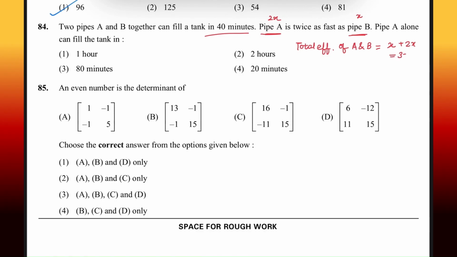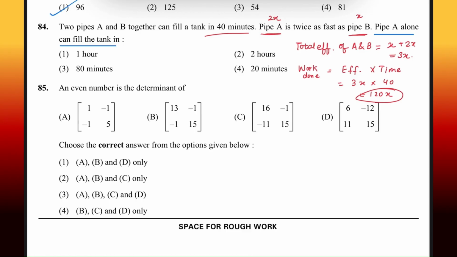All right, so now you have the efficiency, and you have the time taken. So what is the formula for work done? Work done is efficiency into time taken. What is the efficiency? 3x. What is the time taken? 40 minutes. So what is the work done? It is 120x. Now he's asking in how much time pipe A alone can fill the tank.